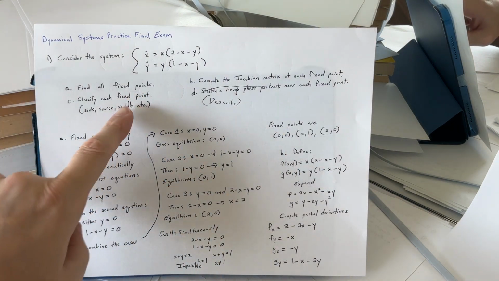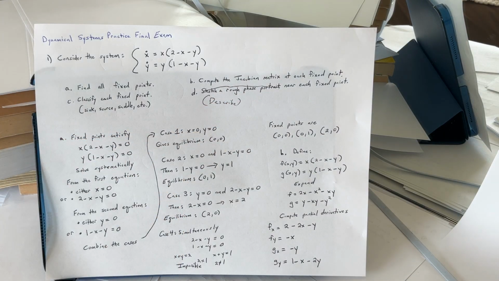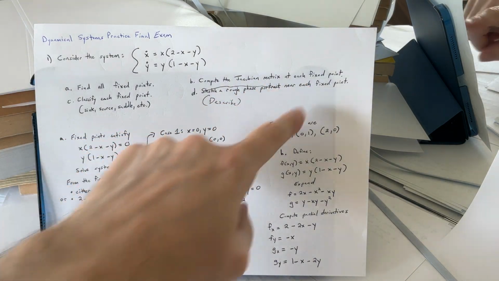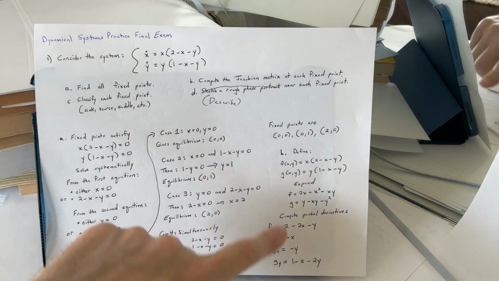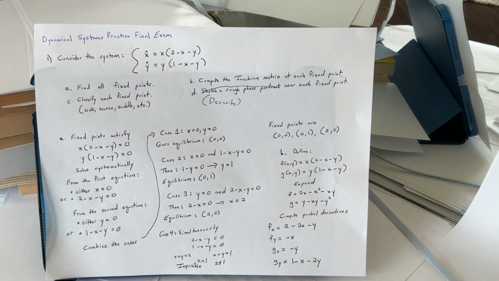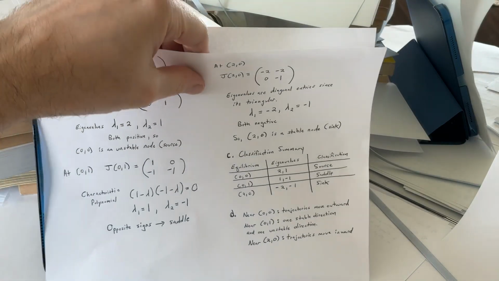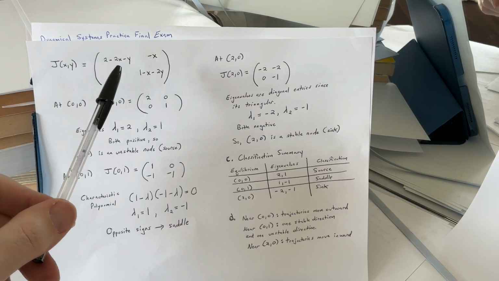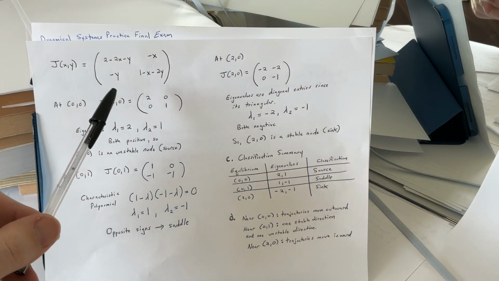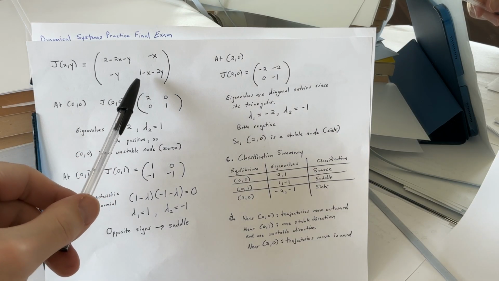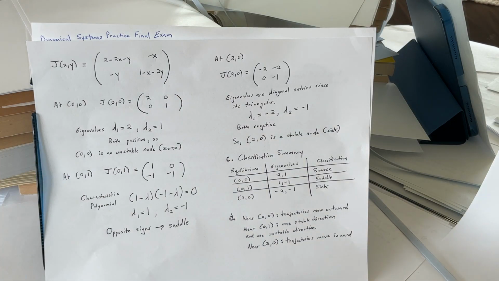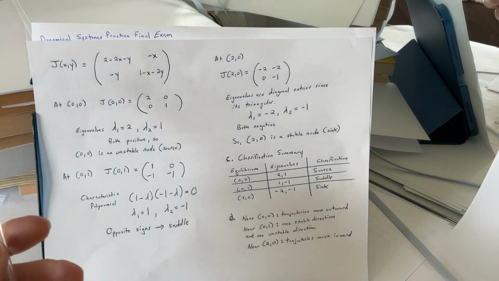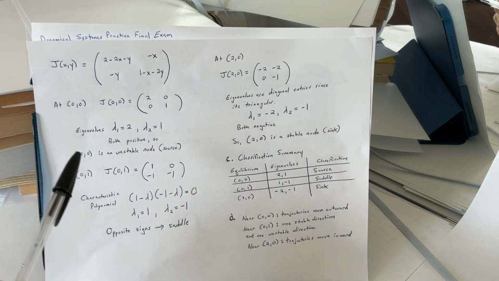This is letter B. We want to compute the Jacobian matrix. We have our partial derivatives here, so let's set up our Jacobian matrix from this. J(x,y) is 2 minus 2x minus y, negative y, negative x, 1 minus x minus 2y. Remember where your components go for a Jacobian matrix. We're going to evaluate now at the 3 equilibria.